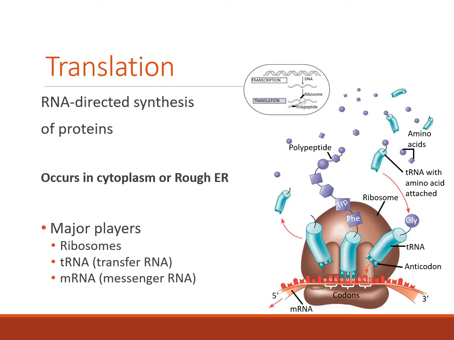So translation, the RNA-directed synthesis of proteins, will happen in the cytoplasm or the rough ER, but it always happens at a ribosome. And ribosomes, remember, can either be free in the cytoplasm or they are embedded in the rough endoplasmic reticulum. And in this process, we're going to need several different things. We are definitely going to need some ribosomes. We're going to need some RNA molecules called transfer RNA or tRNA, and we're also going to need some messenger RNA, which is what we made during transcription in the nucleus.